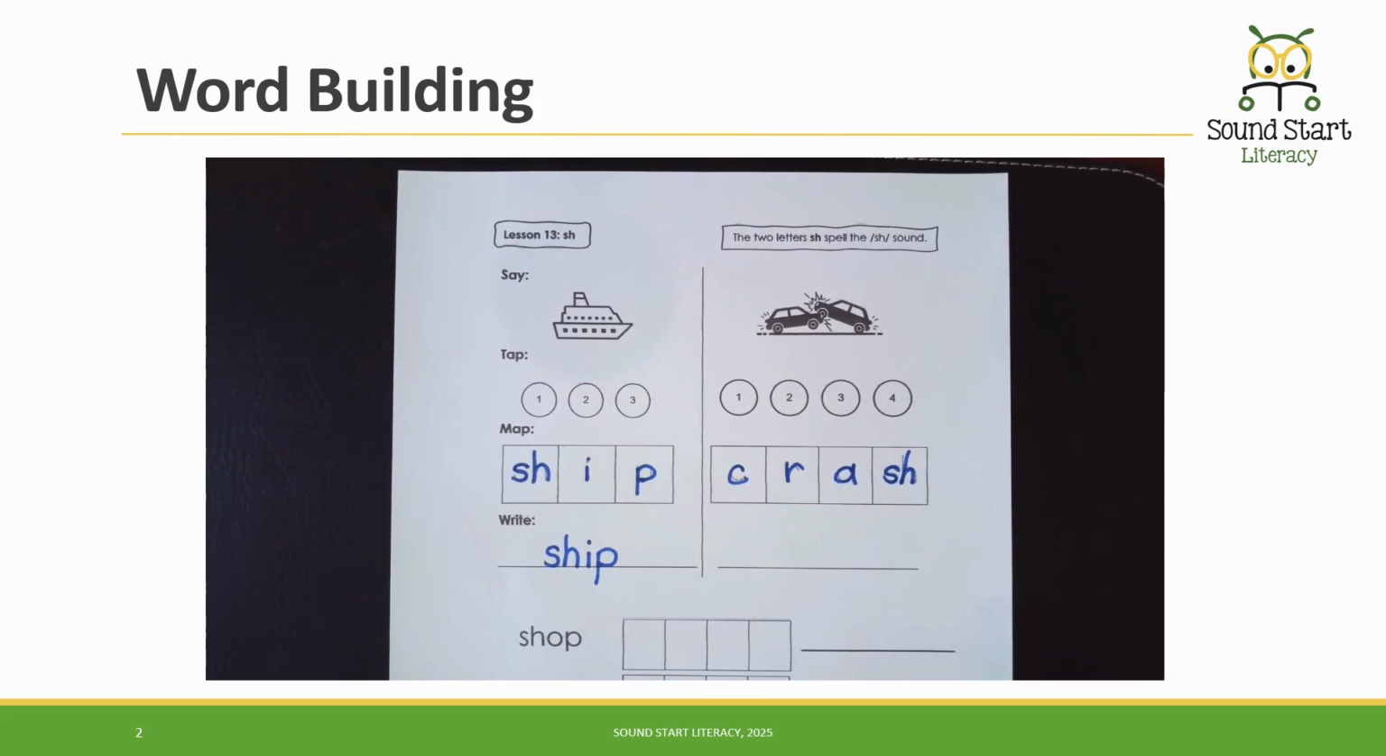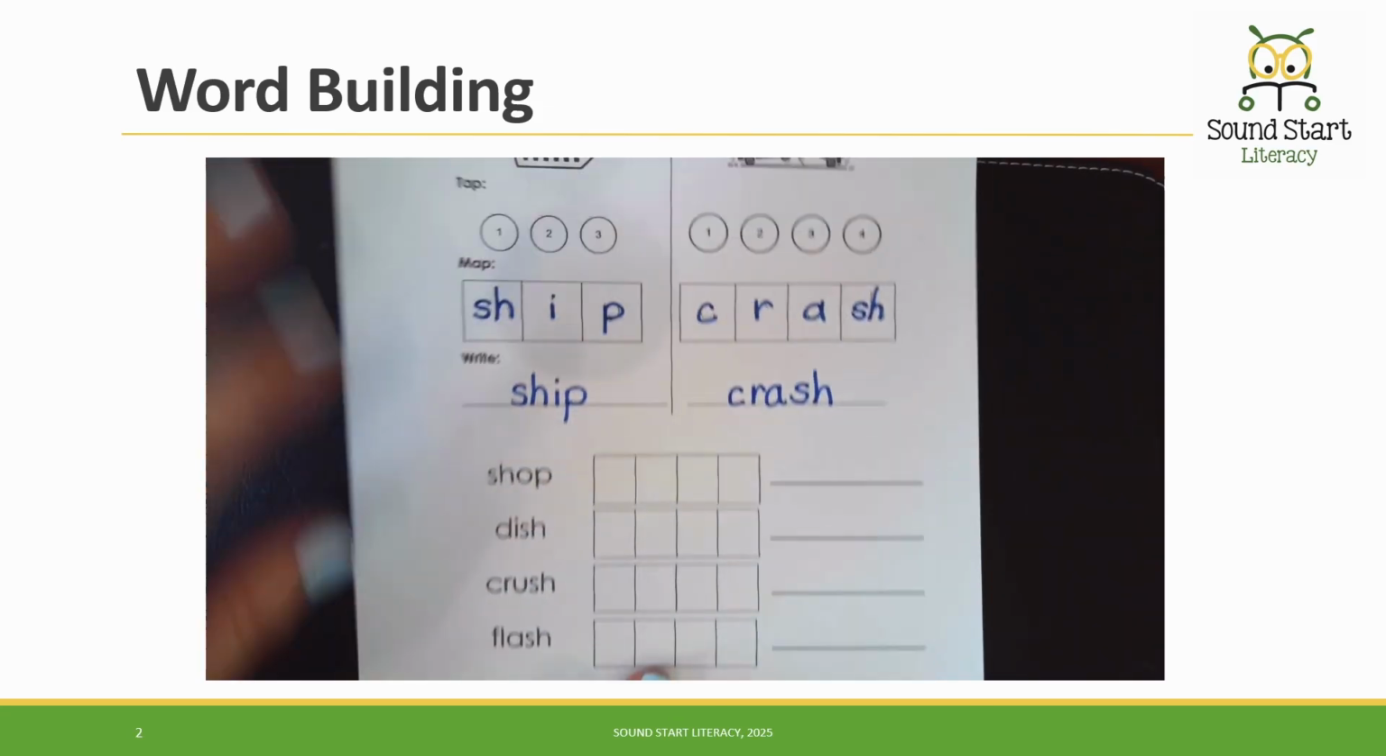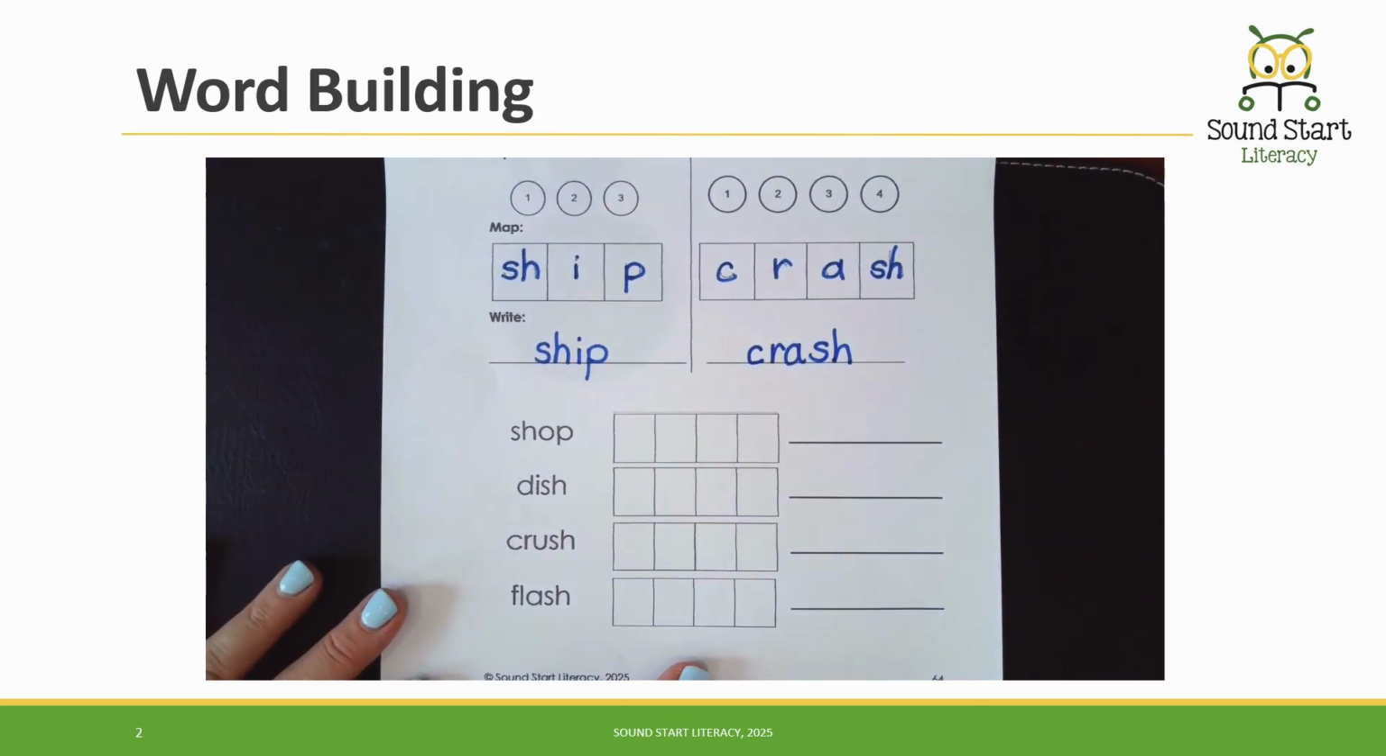Now we're going to go ahead and say and write crash again with no spaces. K, r, a, sh, and read it back. Crash. Okay, so that's our sound introduction. Next, we're going to move on to the bottom of the page where the students are going to be reading and mapping.